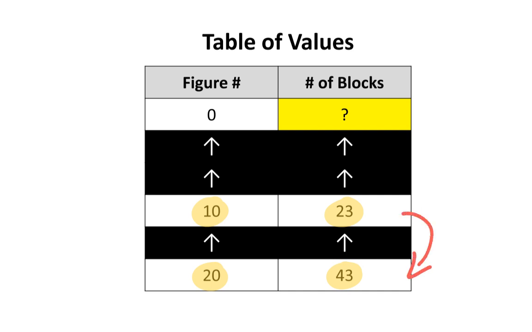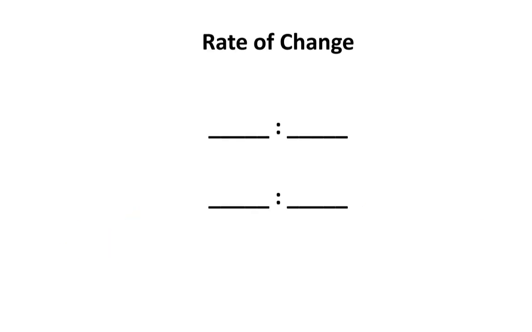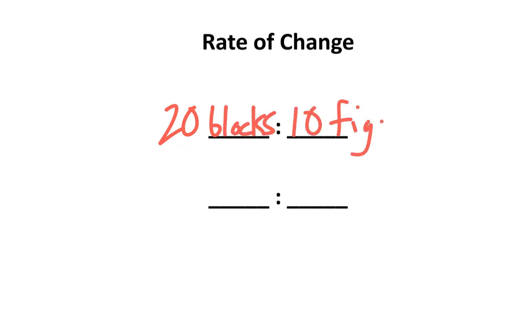You'll notice over here there's an increase of 20 blocks, while over here this is an increase of 10 figures. If you remember, a rate of change is really just a ratio. We just determined that there was an increase of 20 blocks for every 10 figures. Now, I don't want to know the increase of blocks for every 10 figures. I want to know the increase for every one figure.